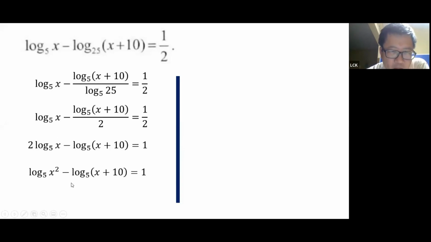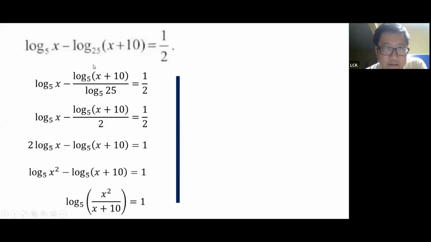And then after that, bring up the 2. You bring up 2 here, you have log base 5 of x squared. All right, and because it's the minus here, you have a divide here. So x squared on the top, x plus 10 at the bottom because of the minus here. And 5 and 5. Look at what can be done if I have the same base. If I have 5 and 25 like up here, it's hopeless, it's absolutely futile.